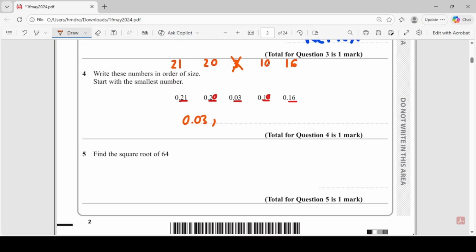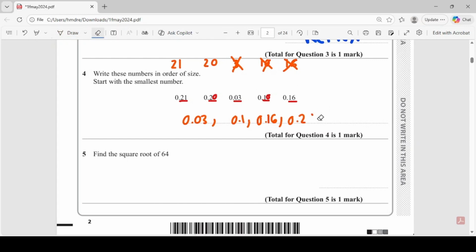Next up, we've got 10, so 0.10. Or you can write it without the 0, 0.1. Then we've got the 16, so 0.16. 0.2 next for the 20. And then finally is the 0.21. So I just find it easier to write it like this. If that helps you, then that's great. Then you've got a technique for these ones.